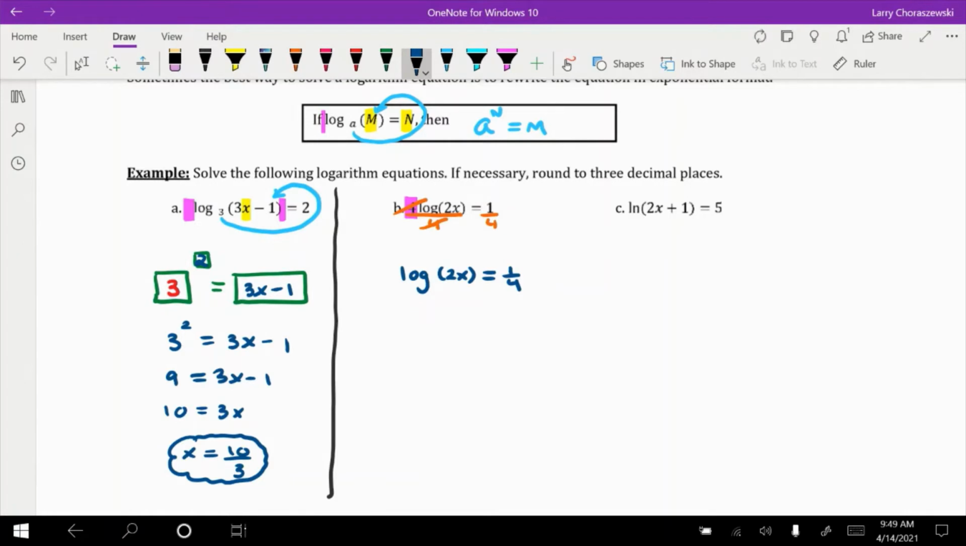By the way, what's the base of this log since it's not written out? You got it. So remember, when the log base isn't written, you can assume that the base is 10. Now, x is inside the argument, and the only way to get it out of there right now is to rewrite it in exponential format. So let's start at 10. We'll wrap around 1/4 and end off at 2x. So 10 to the power of 1 over 4 is equal to 2x.